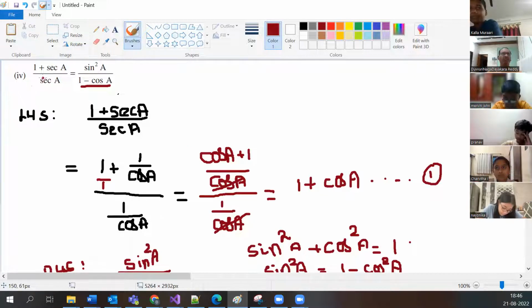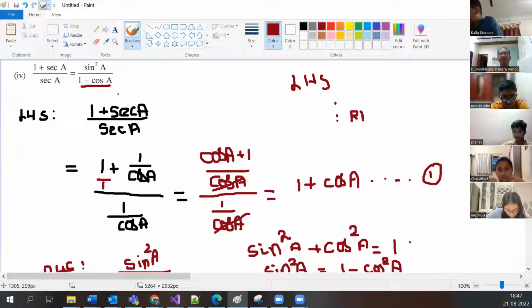What they have given over here is (1 plus secant A) by secant A equal to sine square A by (1 minus cos A). What I was trying to say is, usually if you take the left hand side and simplify, somewhere else you will get the right hand side. Then we can say that hence proved. But in this problem, you won't get it like this.